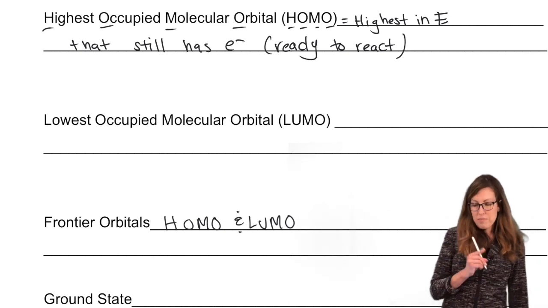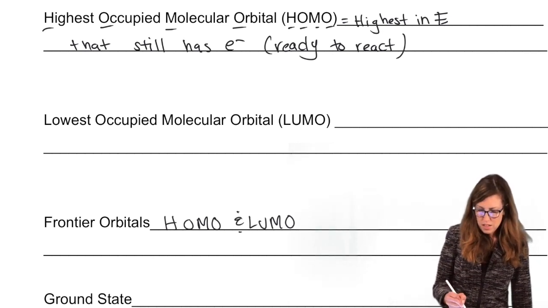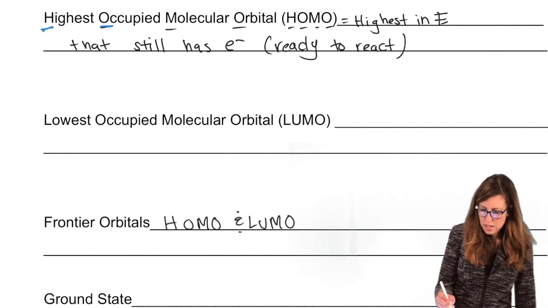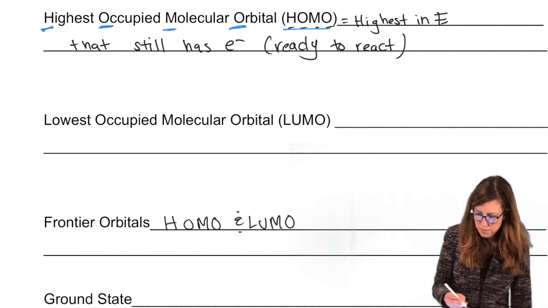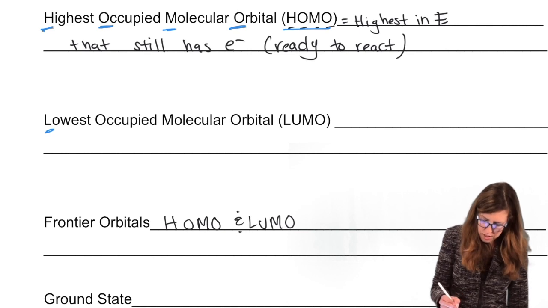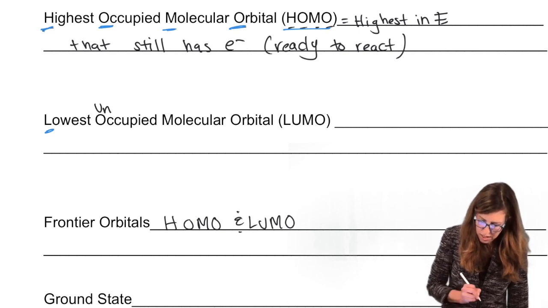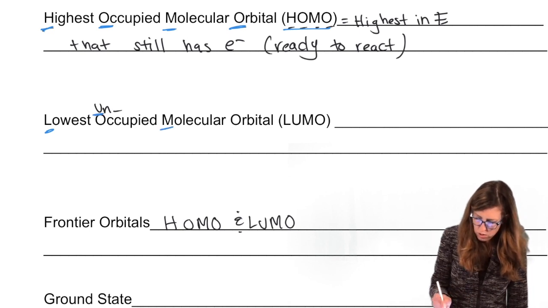The LUMO, let's do this in a color. I should have done that. Highest occupied molecular orbital. Oh, I have a typo there. U-N, unoccupied. Oh, LUMO.